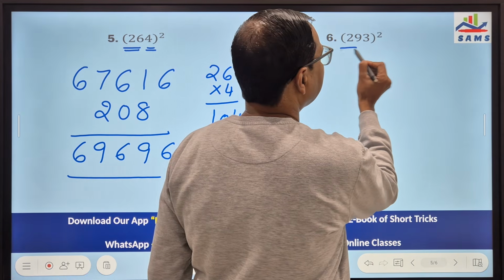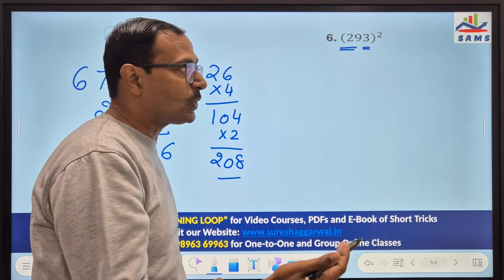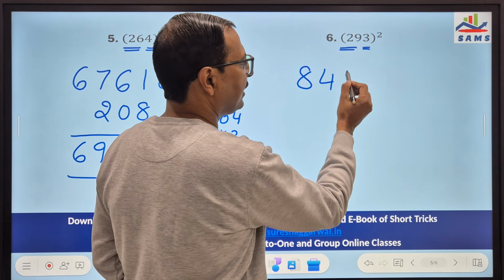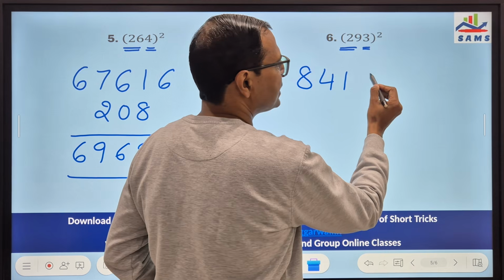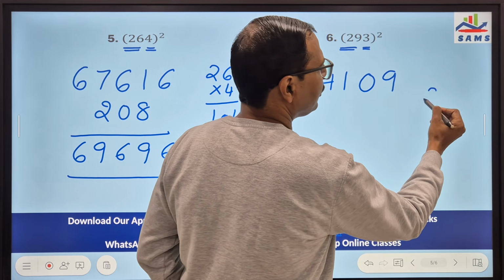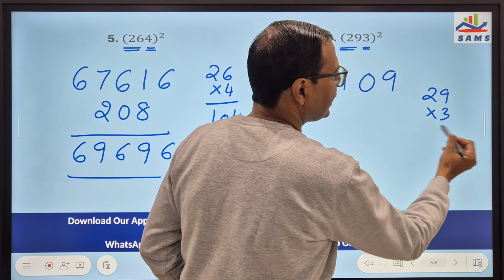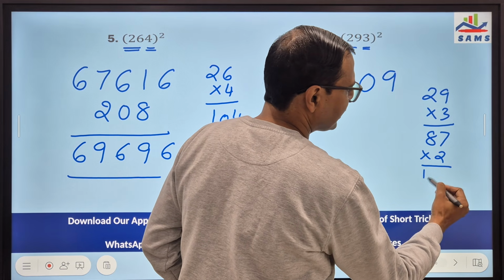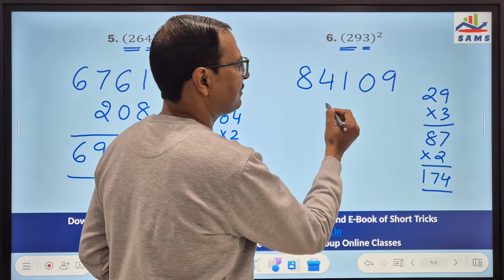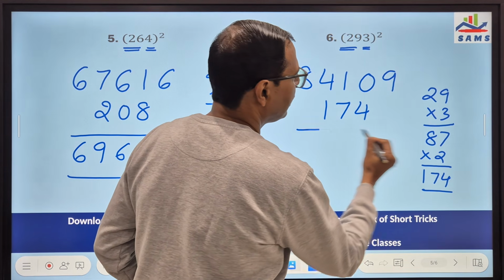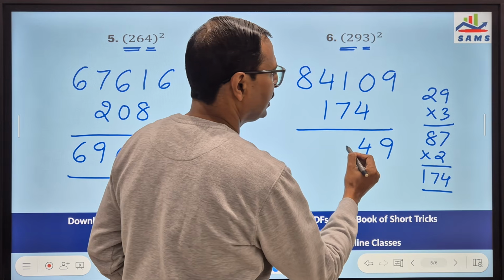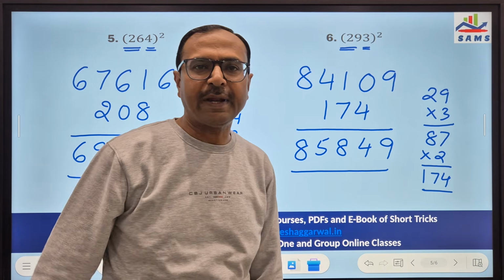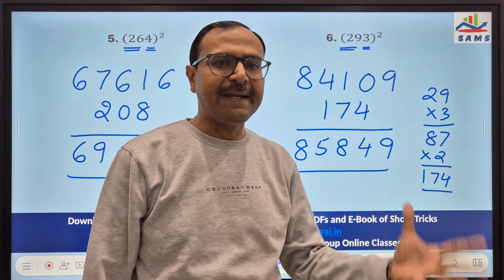So 69696 is the square of 264. Likewise 29 and 3, 293 square. So it's a big number, right? 29 square is 841 and 3 square is 9. So 09, and if you do 29 times 3, you will get 87. Double of 87 will be 174, and 174 will be written in the middle. So 9, 4, 8, 5 and 8. So 85849 is the square of 293.